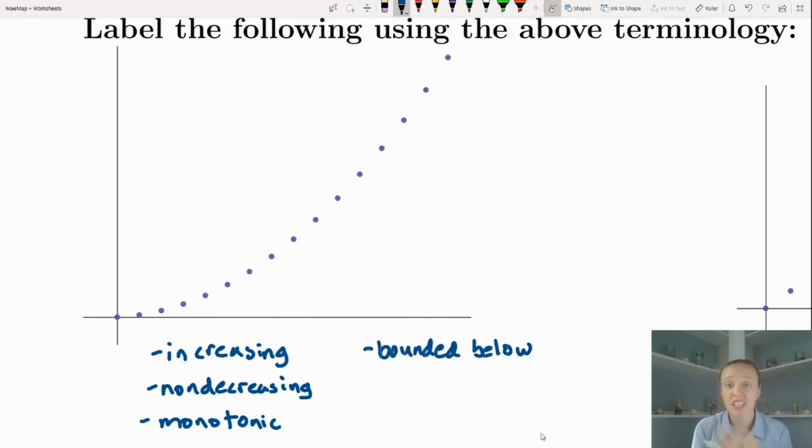So the next question, is it bounded above? If we were to continue this sequence on, our terms would get infinitely bigger. Therefore, this isn't bounded above. So we just have increasing, non-decreasing, monotonic, and bounded below.